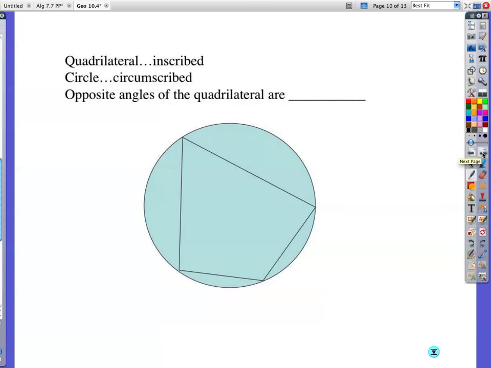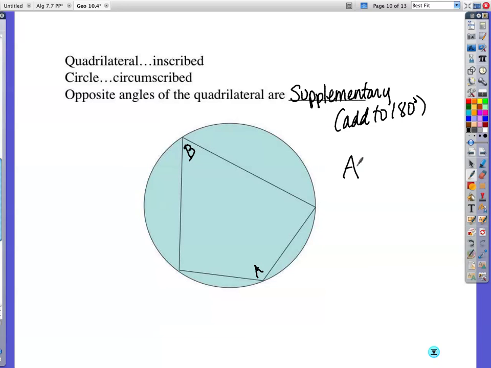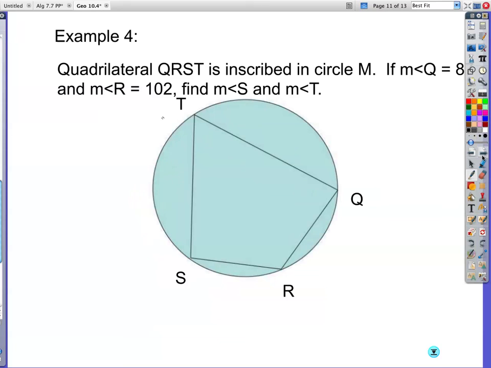Quadrilateral. Notice I have a quadrilateral, a four-sided figure, inscribed in my circle. Or you can say your circle is circumscribed about the quadrilateral. What you need to know is that opposite angles of the quadrilateral are supplementary. Supplementary means they add to 180 degrees. Okay, so angle A plus angle B equals 180 degrees. And same with C and D. They add up to 180 degrees.